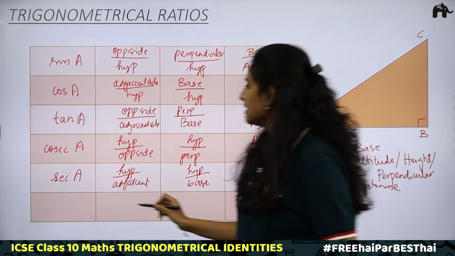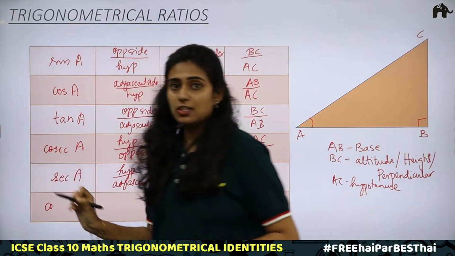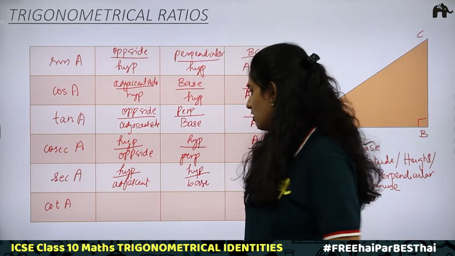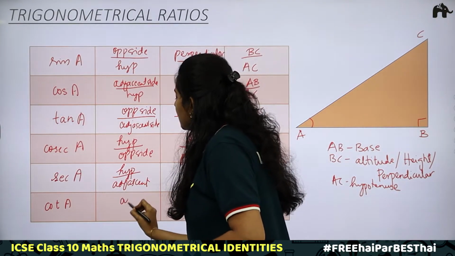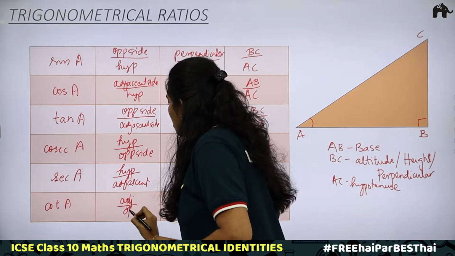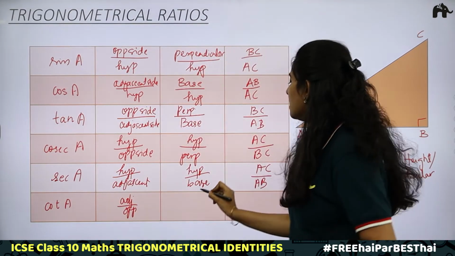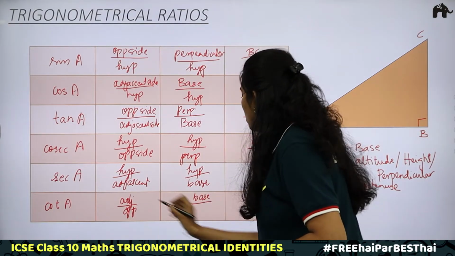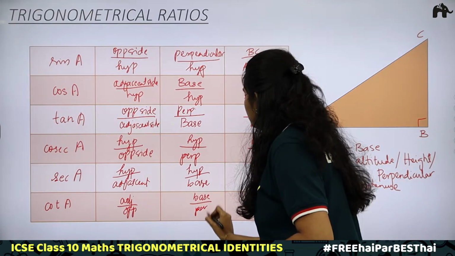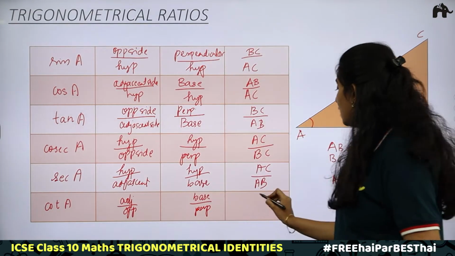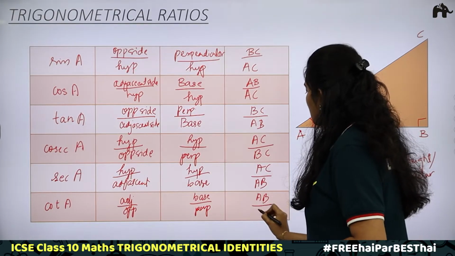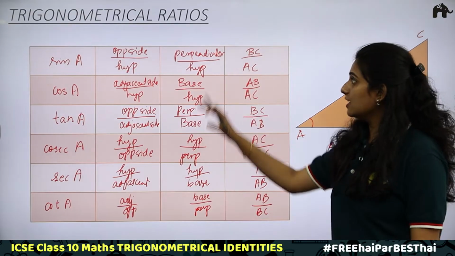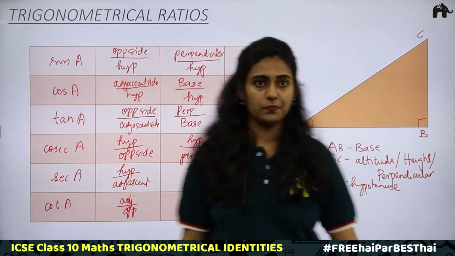Okay. Now the next one, the last one, which is cotangent, or cot in short. Cot of A will be equal to adjacent by opposite. Here, adjacent is the base and opposite is the perpendicular. That is AB divided by BC. AB by BC. Clear? So, we got all the 6 trigonometrical ratios.